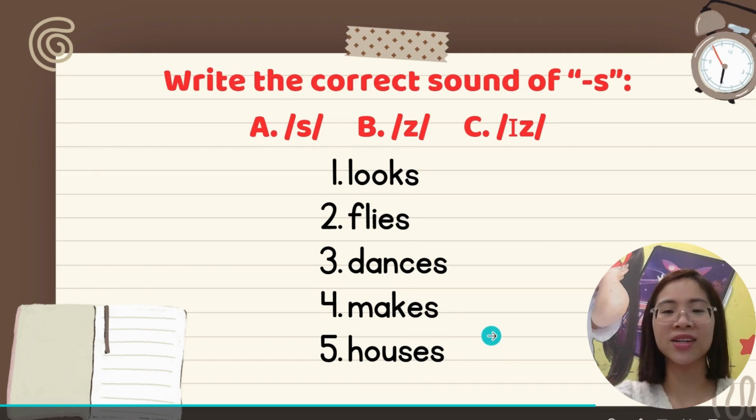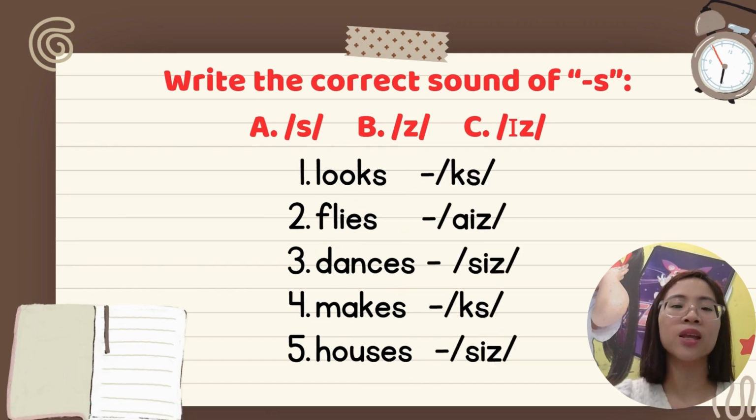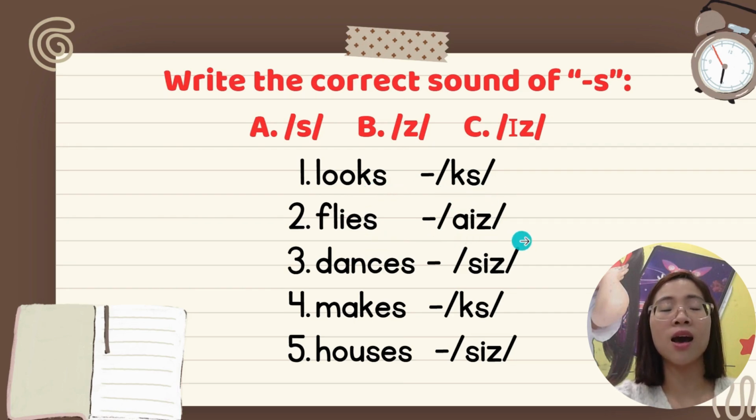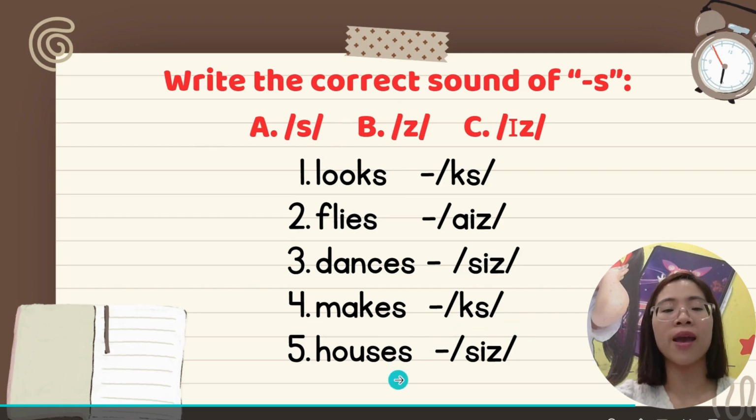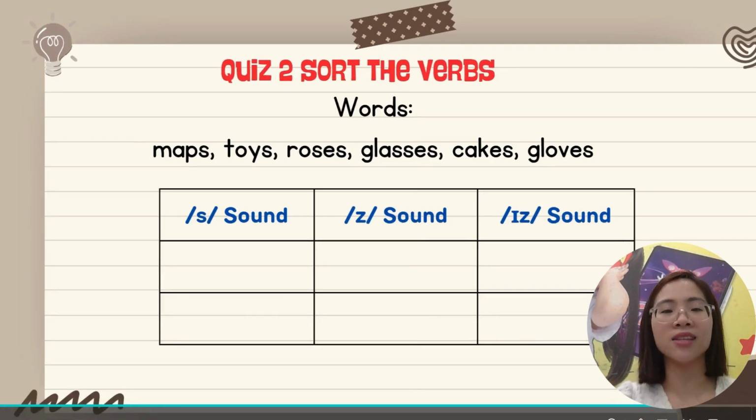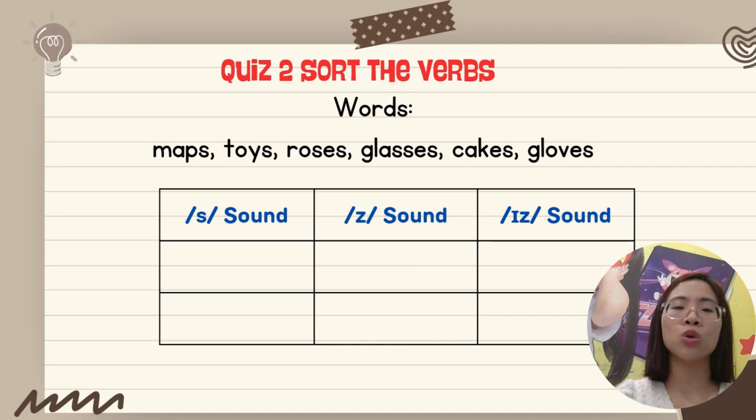Okay, have you got the answers? Let's check together. Here we have looks, s. Two, flies, z. Three, dances, iz. Four, makes, s. Five, houses, iz. Great job, students.